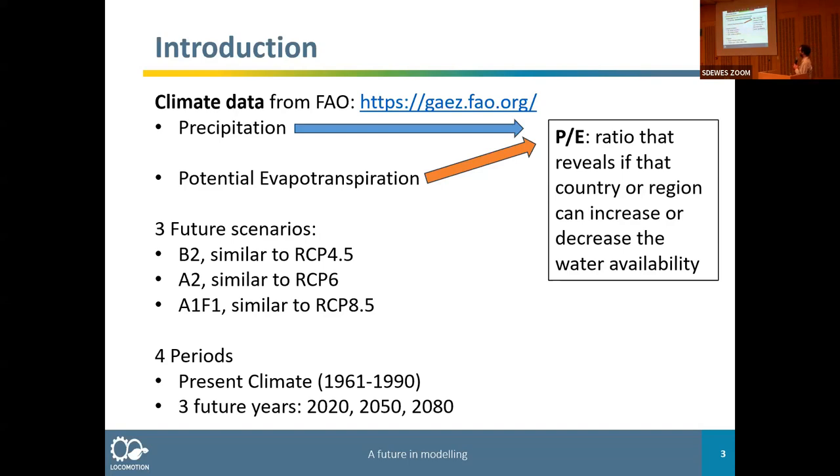We used three future scenarios: the B2 that is similar to the RCP 4.5, that is similar to the base scenario in the William model. We use the A2 that is similar to the RCP6, and the A1F1 similar to the RCP 8.5. We use the present climate period and three future years, 2020, 2050, and 2080. But in this case, in the William model, we use only 2020 and 2050.